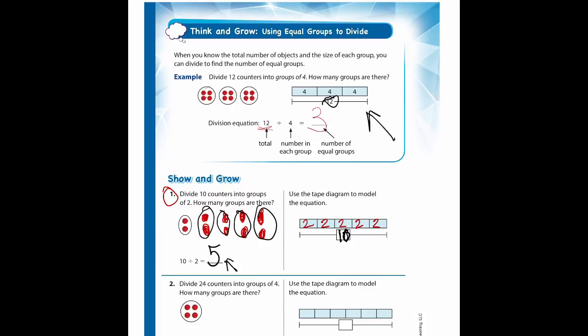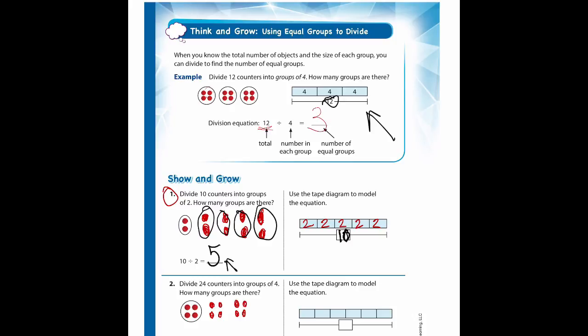All right, so now we're going to go down to number 2 here. Number 2 says divide 24 counters into groups of 4. You can pause me right now if you need to catch up. If not, I'm going to move on to number 2. When you're ready, come back. Okay, 24 counters in groups of 4. How many groups are there? Well, this is one group of 4, so I'm going to do groups of 4. 1, 2, 3, 4. 1, 2, 3, 4.